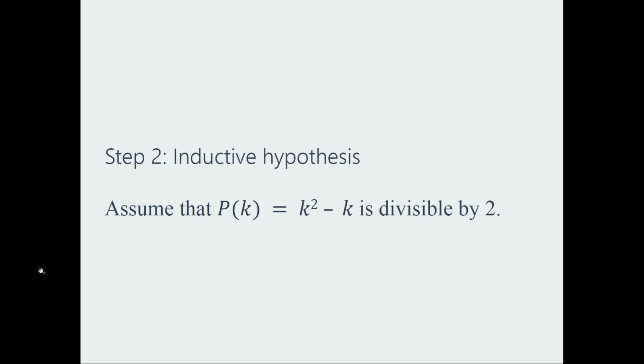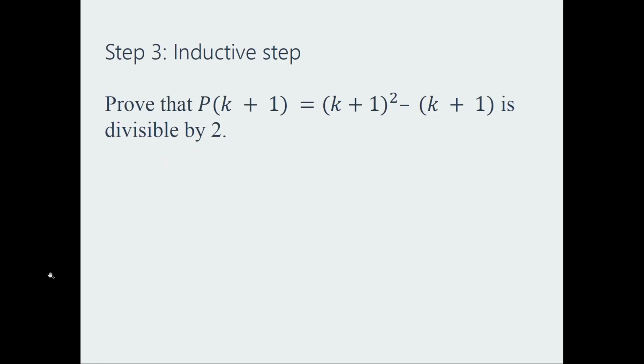Step 2. Inductive hypothesis. We assume that it's true for any number k, so assume that P of k is equal to k squared minus k, and that's divisible by 2. Now we prove that it works for the next number, k plus 1. So prove that P of k plus 1 is equal to the quantity (k plus 1) squared minus (k plus 1). And we prove that this whole thing here is divisible by 2.